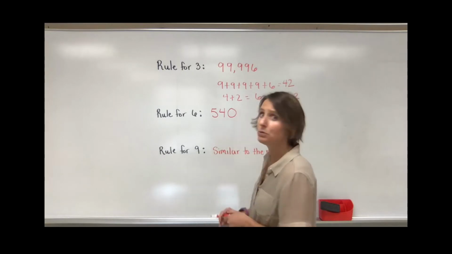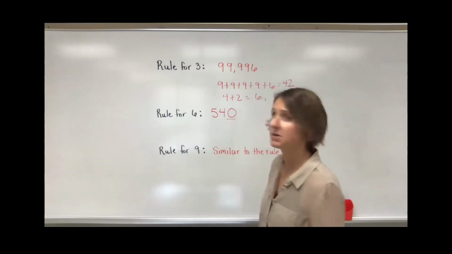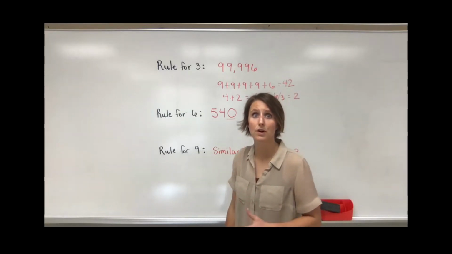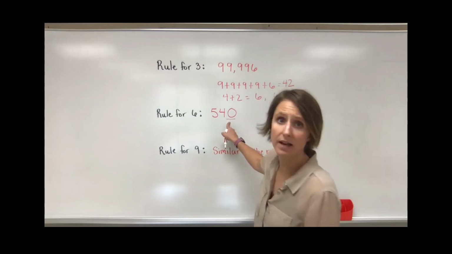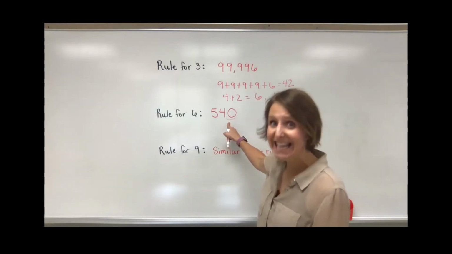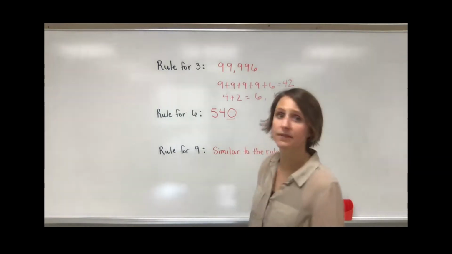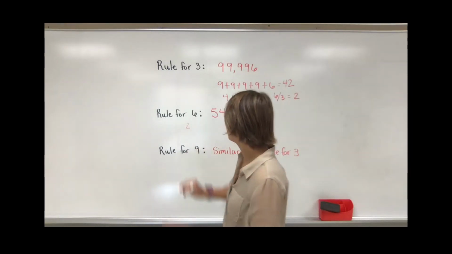So the divisibility rule for 2 is it has to be an even number. So it ends with a 0, 2, 4, 6, or 8. Does this one end with an even digit? Yes, it does. So it's an even number. It's divisible by 2. 2 works. I'm going to put a 2 over there.